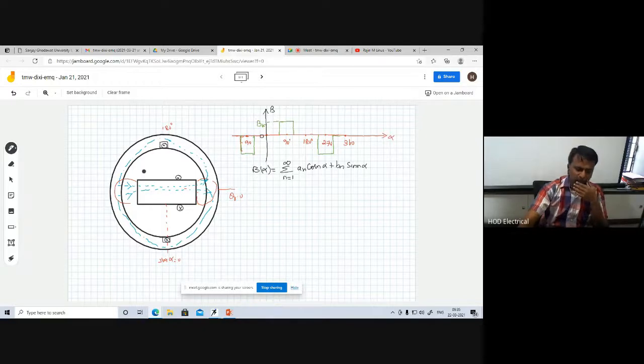So if you see this waveform, f of minus alpha is nothing but minus of f of alpha. That means the waveform has odd symmetry, it is an odd function. Therefore, we have f of minus alpha equal to minus f of alpha. So we will call this waveform an odd function. In this odd function, automatically the an component will be 0.